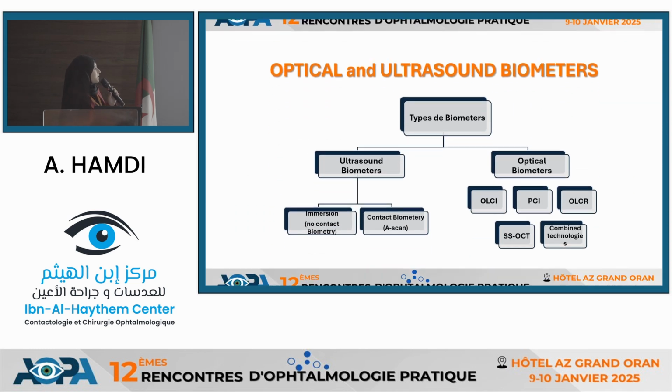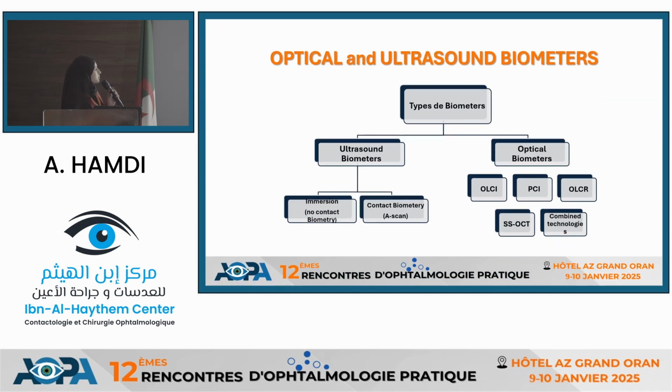So in biometry, we either have ultrasound biometers or optical biometers. The ultrasound biometers come either with immersion, so no contact biometry, or the contact biometry, which is the A-scan. While the optical biometers use multiple technologies, so each device uses a technology that we're going to see in a second, or some devices are hybrid, so they use multiple technologies in one device.